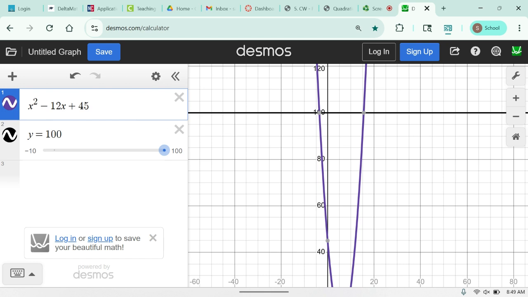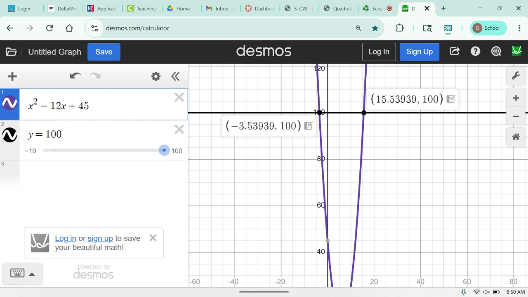So once you type it in, we notice that we have two x-intercepts, or points of intersection. So think about this logically. x represents the number of days. Which point of intersection is the only one that makes sense in terms of the problem? So look at the x values. Think about what they mean in terms of the problem.